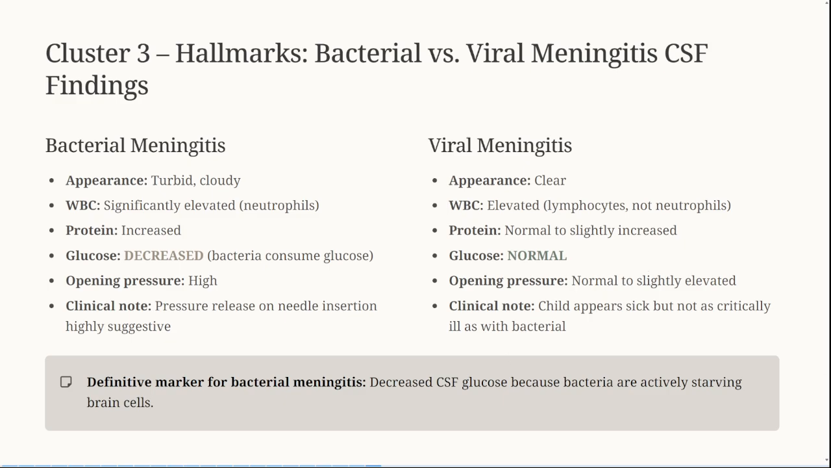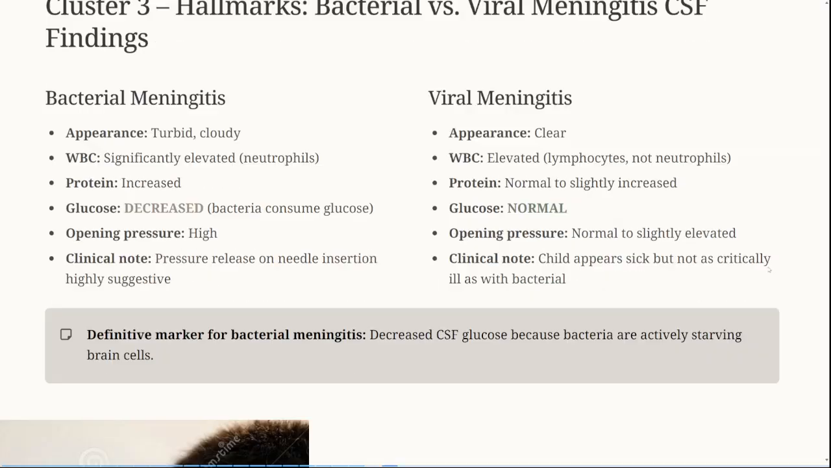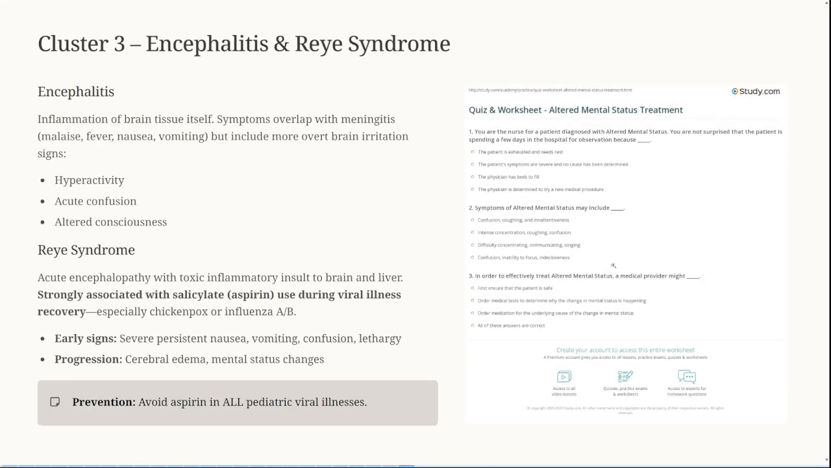And on the other side, viral meningitis. Viral meningitis presents with similar, but generally milder symptoms. The child seems sick, but not as sick as a child with a bacterial form. The CSF will usually show elevated lymphocytes, not neutrophils, and a normal glucose level. Okay, moving to encephalitis, which is inflammation of the brain tissue itself. Right. The symptoms overlap with meningitis: malaise, apathy, fever, nausea, vomiting, but they can be accompanied by more overt signs of brain irritation, like hyperactivity or acute confusion.